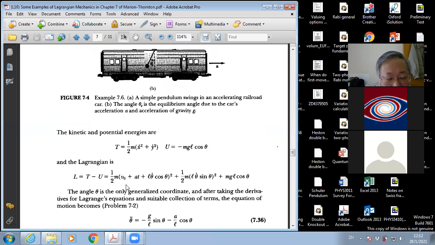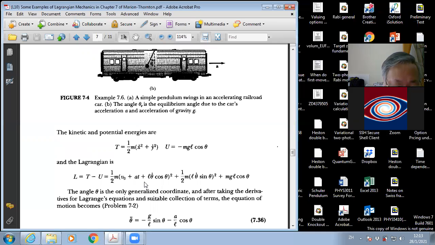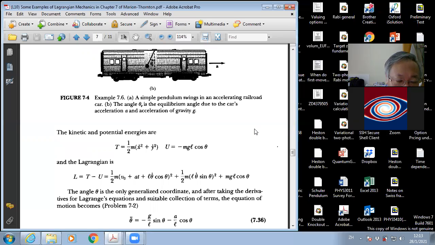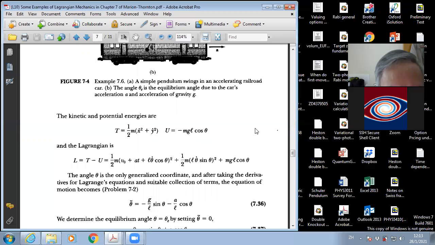Now, in terms of theta, the Lagrangian looks a bit complicated. However, we realize right away that even though the motion of this particle is in a plane, there is only one independent generalized coordinate. That coordinate is theta, right? Then we apply the Euler-Lagrange equation of motion in the theta direction.